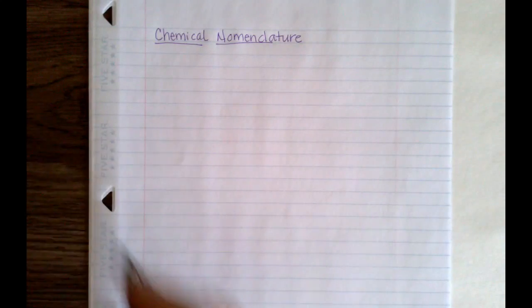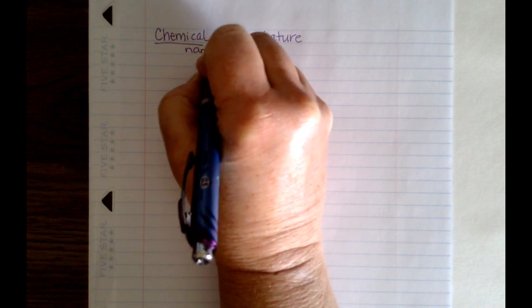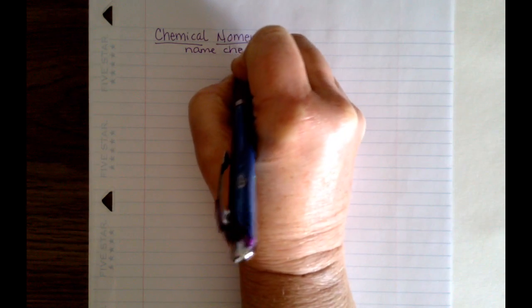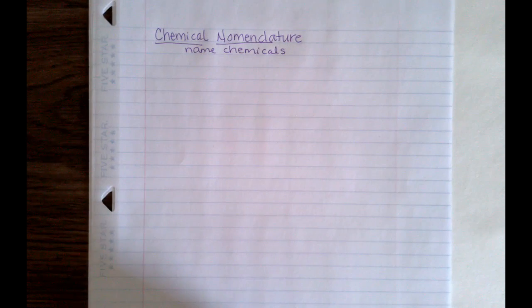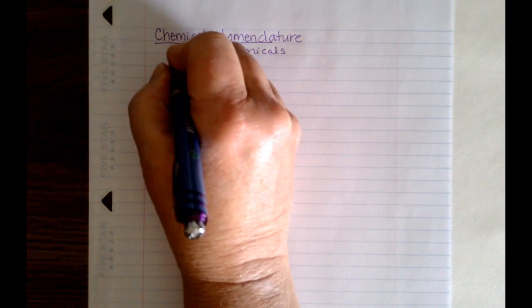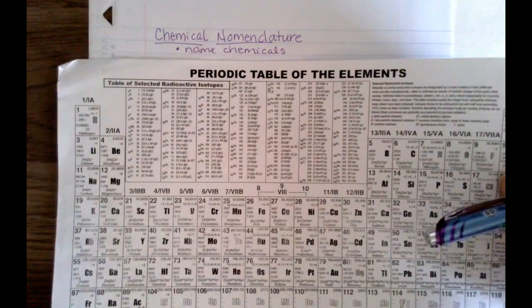So what is chemical nomenclature? Chemical nomenclature is the process of naming chemicals. Scientists from all over the world have made it very specific how we name them, so everyone is the same and we can compare everything. For naming chemicals, we need to have this handy dandy little piece of paper.